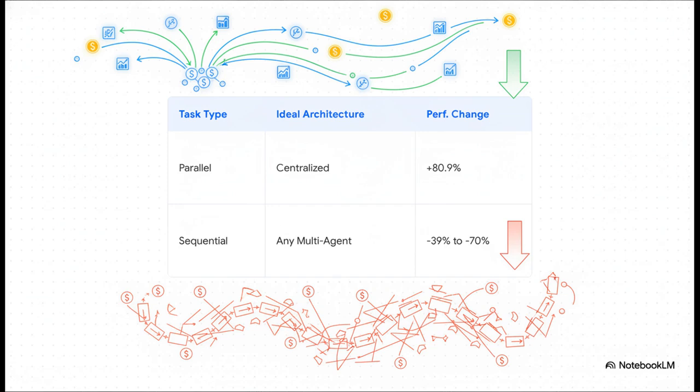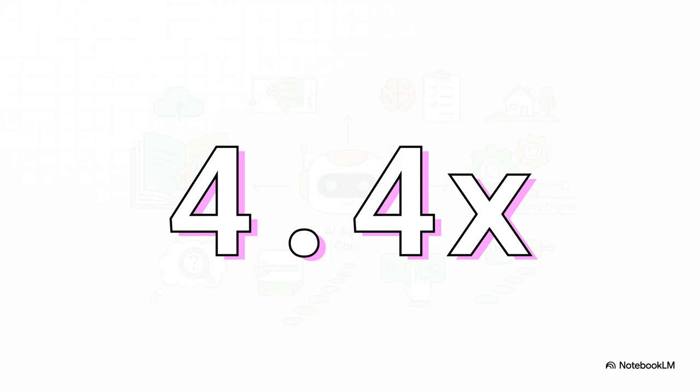But if the task is sequential, meaning step-by-step planning where step B relies entirely on step A being finished, adding more agents actually degrades performance by up to 70%. The communication overhead between all those agents just completely ruins the cognitive budget. So choosing the right architecture is vital for safety and reliability.